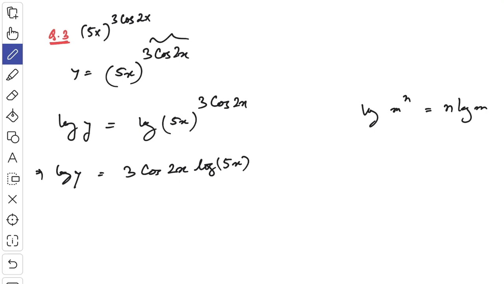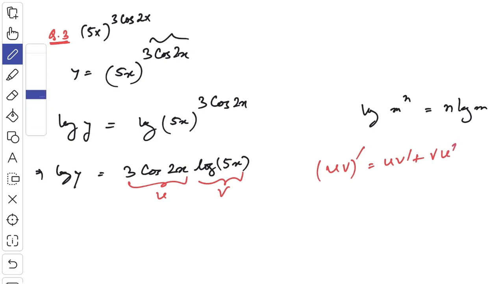Okay, if you want to differentiate this, here we can apply the product rule. You can consider this one as u and this one as v, and we know the derivative of this form u into v is given by u derivative of v plus v derivative of u, isn't it? So let us differentiate it with respect to x. If you differentiate this y with respect to x, then you will get 1 by y, then dy by dx.